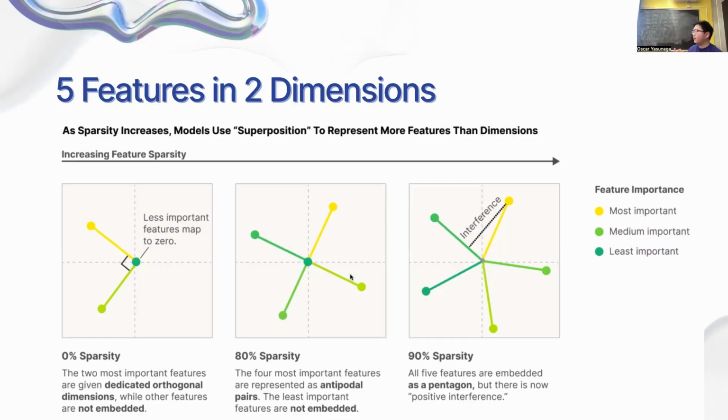And if you continue to increase sparsity, you just have a greater amount of interference. This interference is defined as a dot product, where you can no longer express these high dimensional features or elements as orthogonal vectors in low dimensional space.